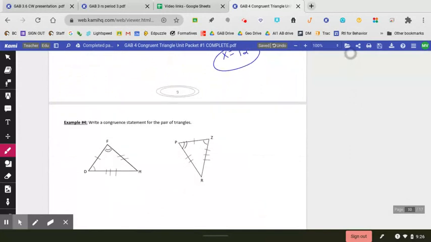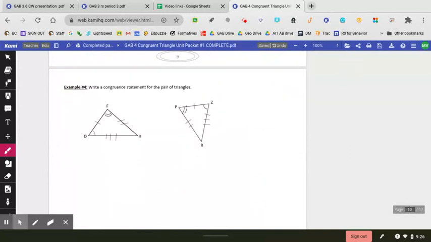Last example. Write a congruent statement for the pair of triangles. A congruent statement is when we say triangle blah, blah, blah is congruent to triangle blah, blah, blah. So I'm going to start with this one. I'm going to say D, E, H. Really doesn't matter how I say it. I could have said E, H, D. What matters is that the corresponding parts go with it. So if I'm doing D, E, H, D corresponds with Z. How do I know those correspond? Because they're each marked with one congruent arc.